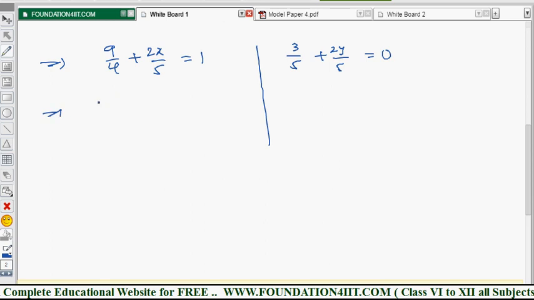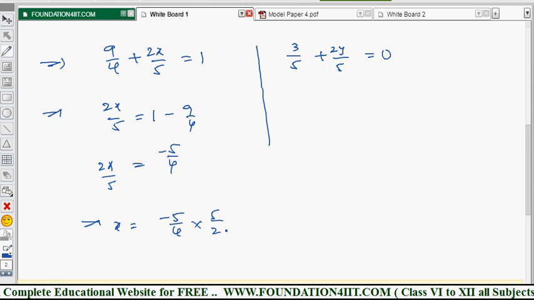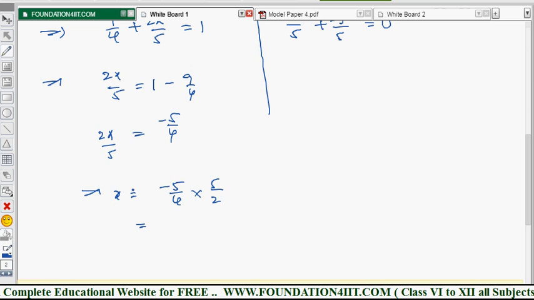Then 2x by 5 is equals to 1 minus 9 by 4, taking to the other side, 4 minus 9, so minus 5 by 4. From this x is equals to minus 5 by 4 into 5 by 2. Just cancel if it's possible, otherwise it is minus 25 by 8. There is no possibility of cancellation, 4 to 8. x is equals to minus 25 by 8.